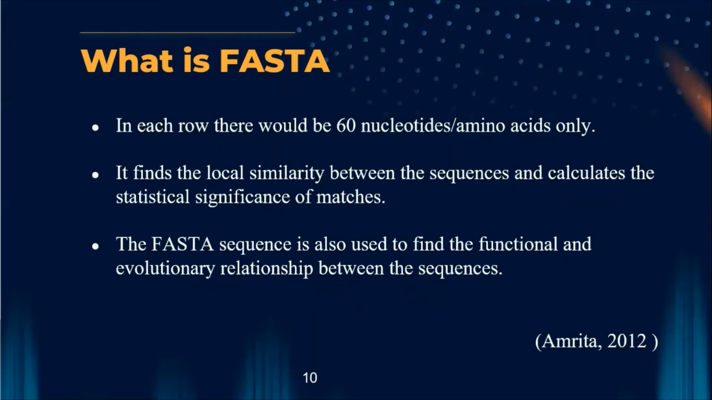And so FASTA sequencing is used to find the local similarity between sequences, and it also calculates the statistical significance of matches. Also, the FASTA sequence is used to find a functional and evolutionary relationship between different sequences.